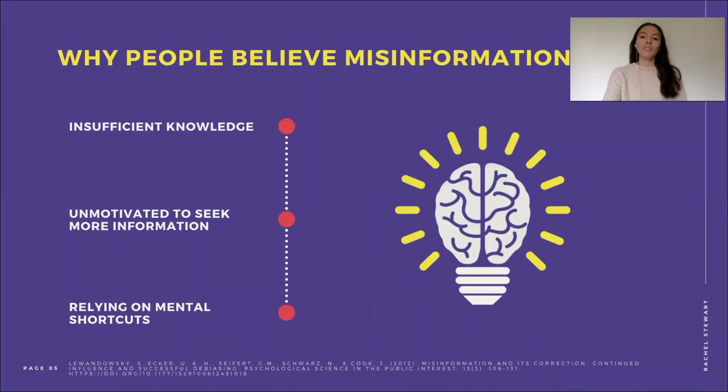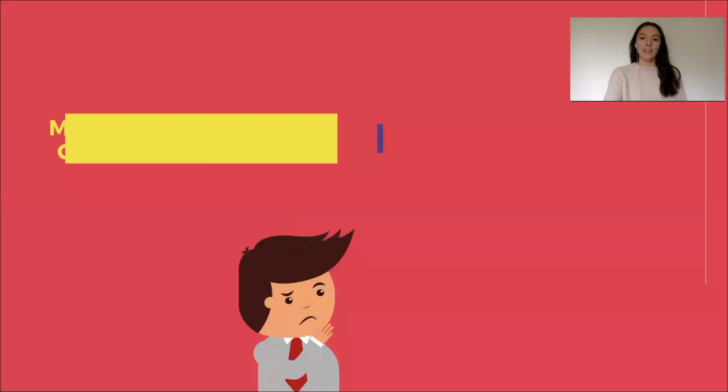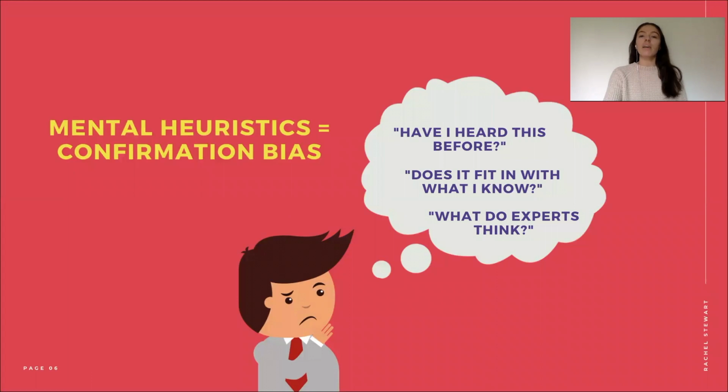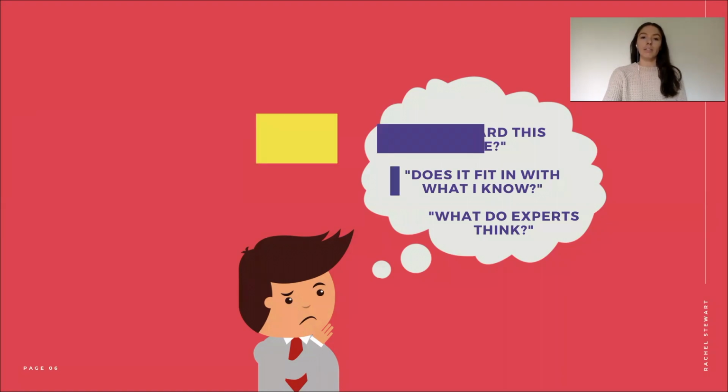When we have insufficient knowledge or motivation to judge the merit of a claim, we rely on mental heuristics, which are basically shortcuts that make interpreting information less taxing. This is like when we ask ourselves, have I heard this before? Does it fit in with what I know? And what do the experts think? The key point here is that these shortcuts are vulnerable to a confirmation bias, which makes us favour information that confirms our already existing beliefs.